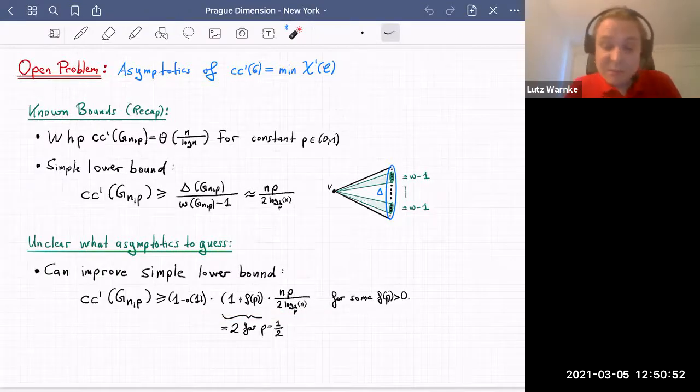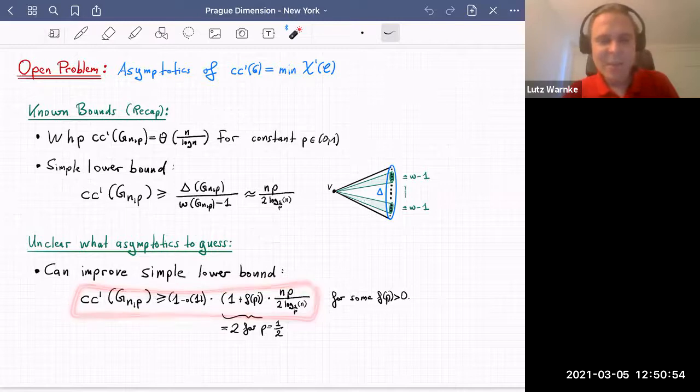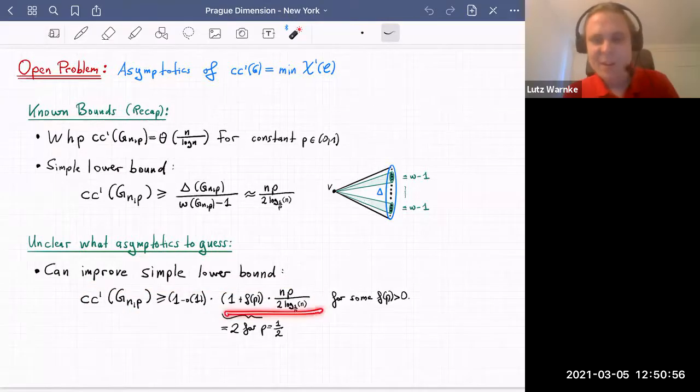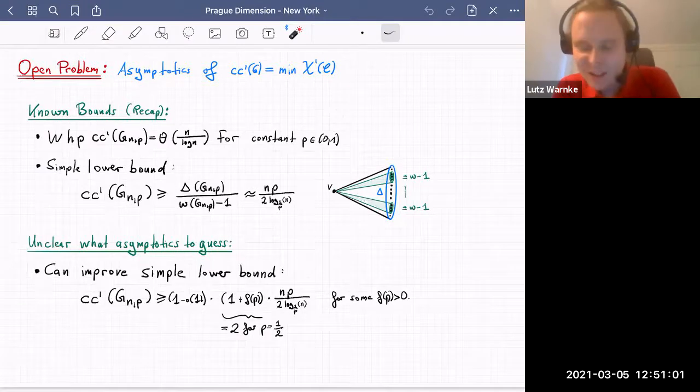So yeah, I think maybe I'm willing to believe that this is the true answer, but it would be very interesting to see if someone can either prove this or disprove this. I think either would be interesting, because it would give us some new idea about the geometry of clique edge coverings.